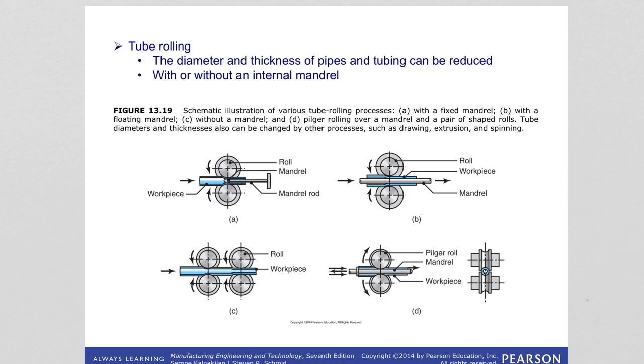The diameter or thickness of pipes and tubing can be reduced by tube rolling, which utilizes shaped rolls arranged in various configurations, as you can see in the illustrations here. In this case, we can use an internal mandrel or not. It's not necessary.